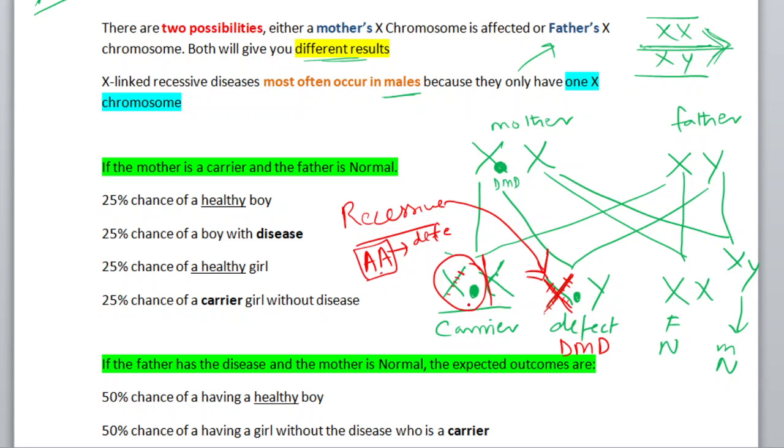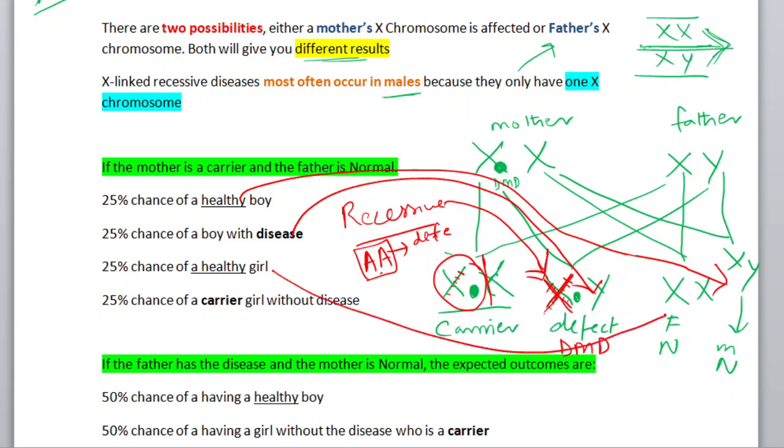I hope it's clear. So here are the results. If the mother is a carrier and the father is normal, there is a 25% chance of a healthy boy. Here is the healthy boy. Now 25% chance of a boy with the disease. I told you he is the unfortunate one. Now 25% chance of a healthy girl, and here she is, and 25% chance of a carrier girl without the disease. Okay, she is the one who is carrying the gene, but she will not be affected.